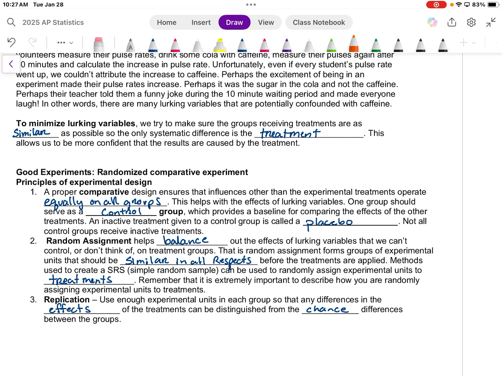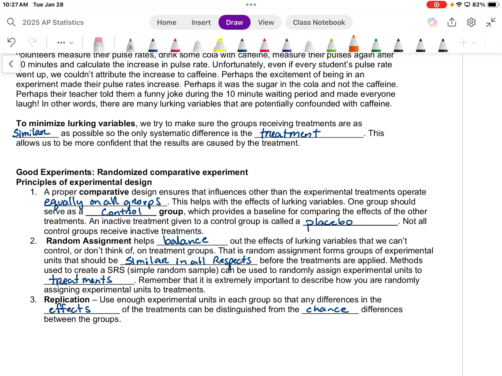One group should serve as a control group, which provides a baseline for comparing the effects of the other treatments. An inactive treatment gives a control group what is called a placebo. Not all control groups receive inactive treatments.